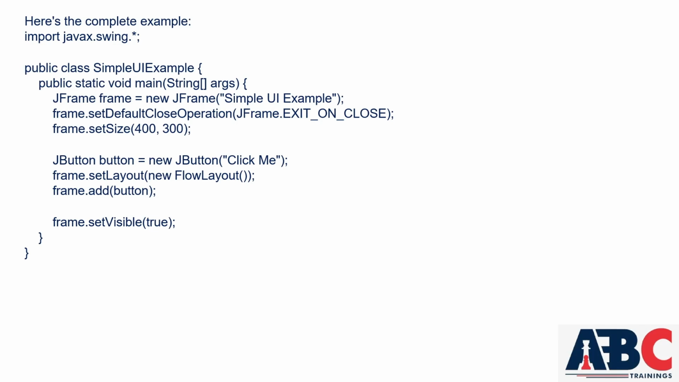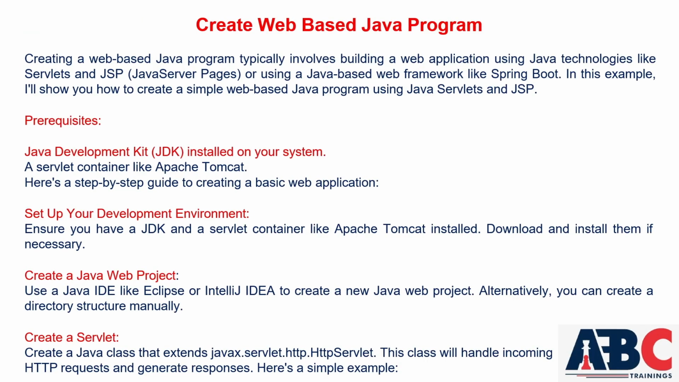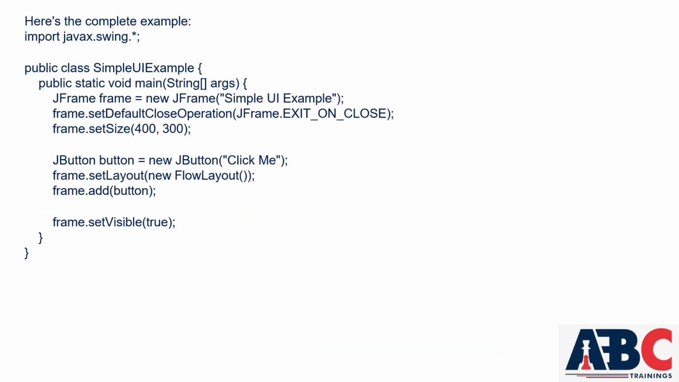There is the example of UI. So we create a simple UI example. We add the JFrame and set default close operation. Also set the size, add the layout and add the button.